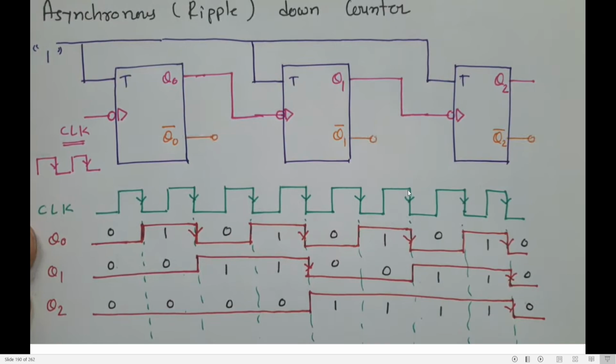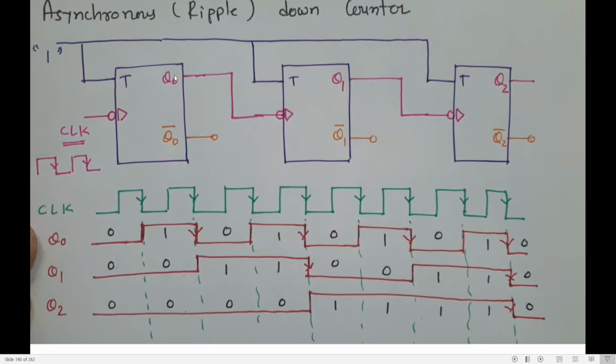I'll be in 1 till I get my next negative edge, then 1 will toggle to 0. So when I move from 0 to 1 or 1 to 0, it is only when my clock is in negative edge. When my clock is negative edge, I trigger and toggle from 0 to 1. If it is negative edge, I trigger, I toggle from 1 to 0. Clear? So this is my Q naught.